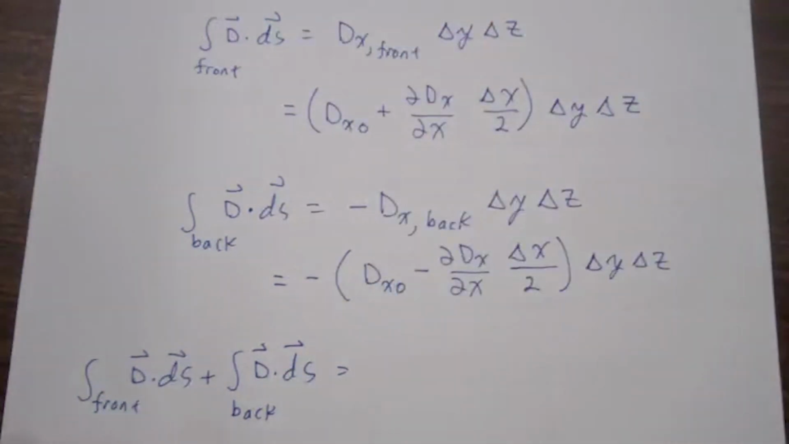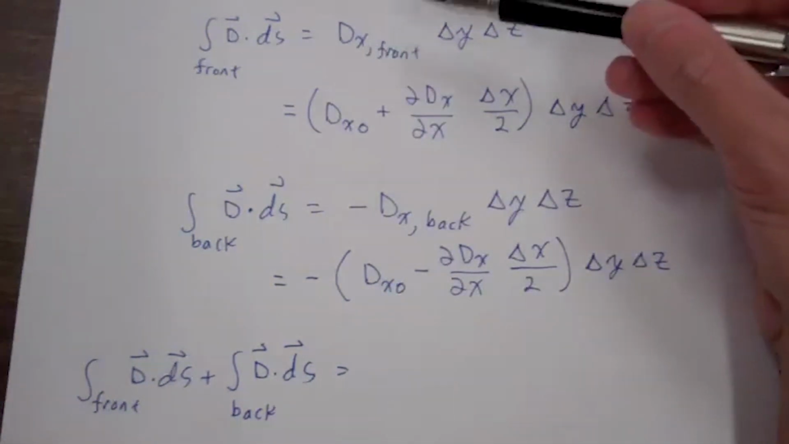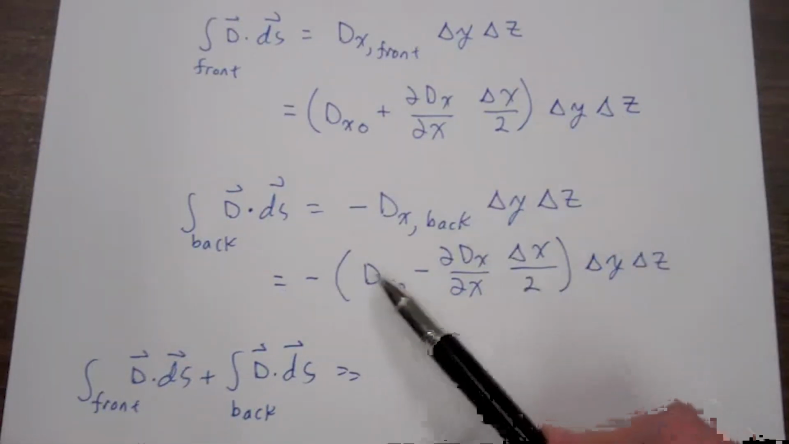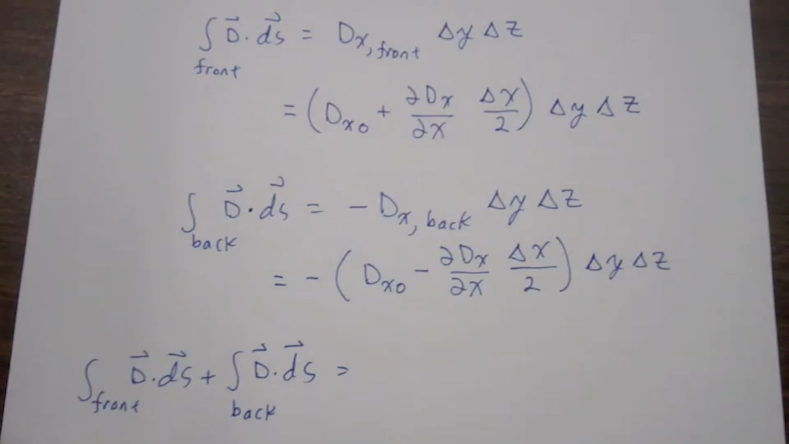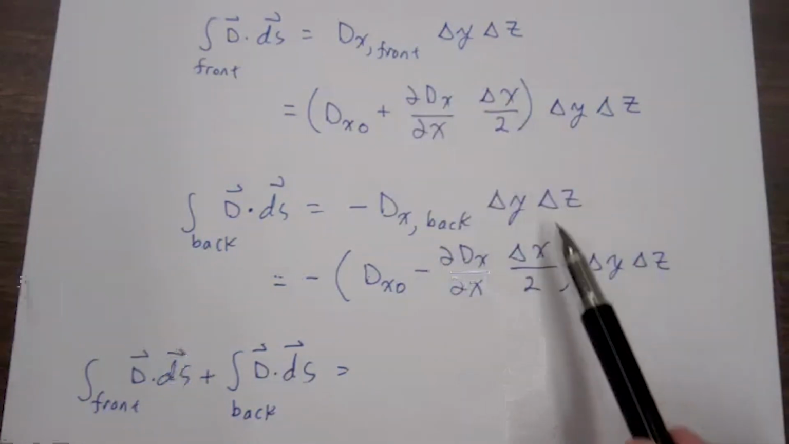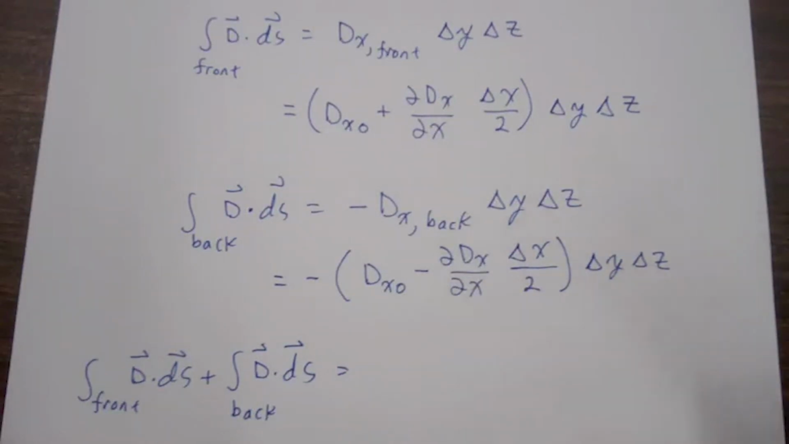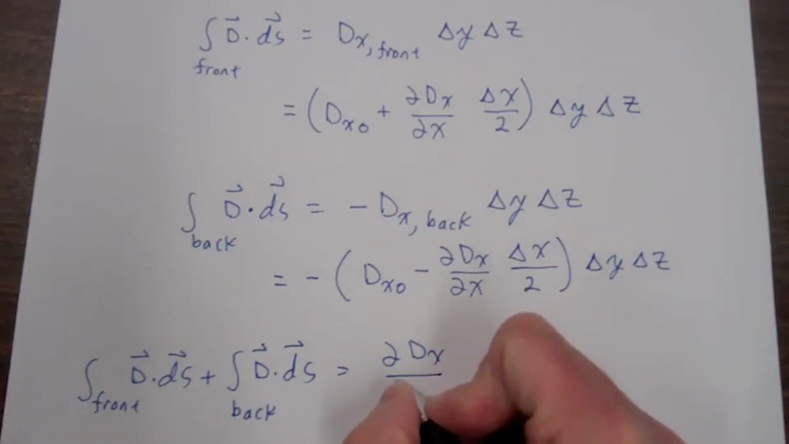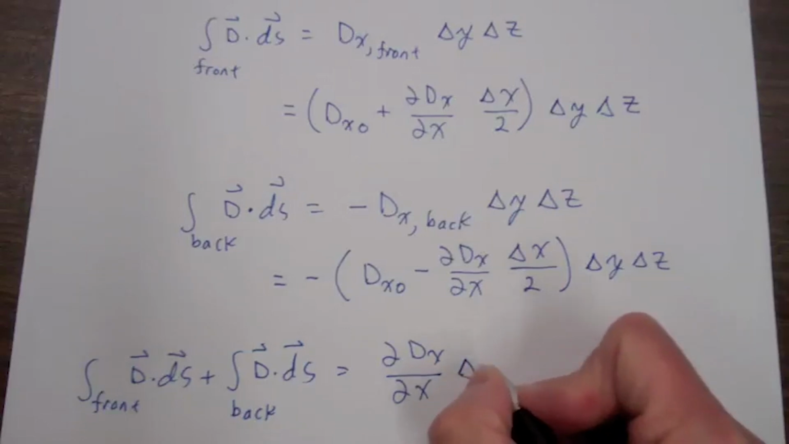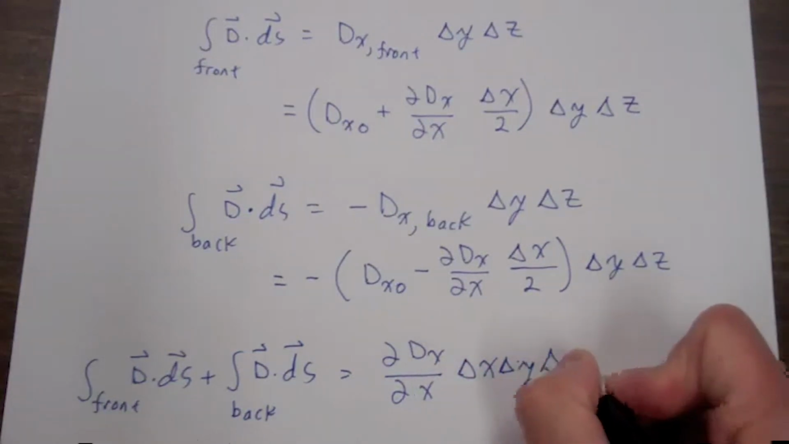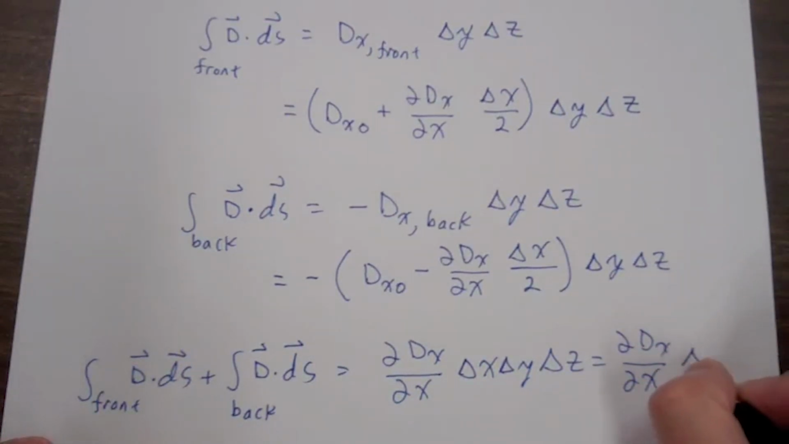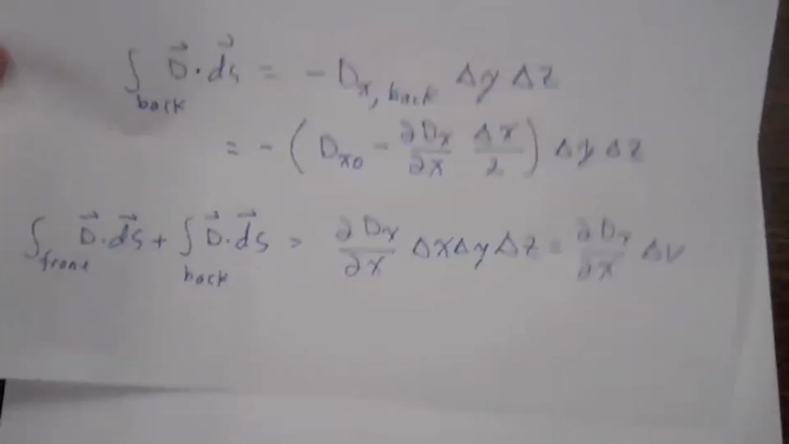So now let's add these two. Okay, so we see we're going to have a D sub x 0 delta y delta z minus a D sub x 0 delta y delta z, so those cancel. And the second terms here, with the minus times a minus, will add, so the result will be the partial of D sub x with respect to x times delta x delta y delta z, which is just the partial of D sub x with respect to x times the volume of our cube, delta v.